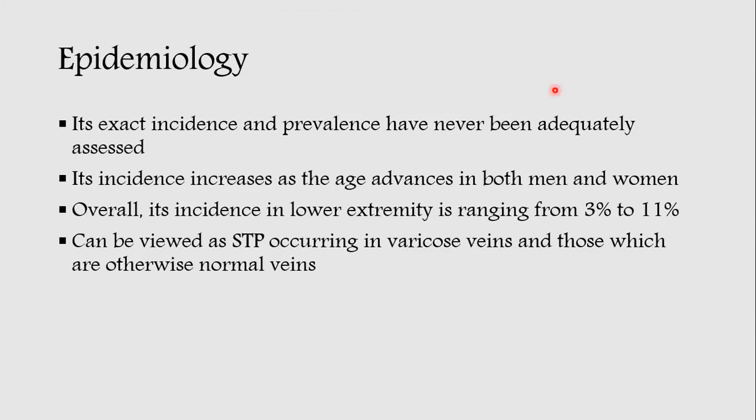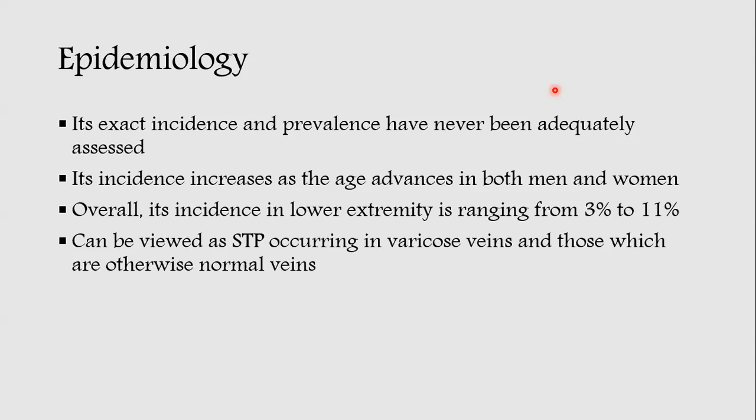Superficial thrombophlebitis is a thrombosis of the superficial veins, and these superficial veins, as we stated earlier, are the veins which are situated superficial to the deep fascia and are widely distributed all over the body. Its exact incidence and prevalence have never been adequately assessed because of the frequency of encountering these superficial thrombophlebitis. But its incidence increases as age advances in both men and women.